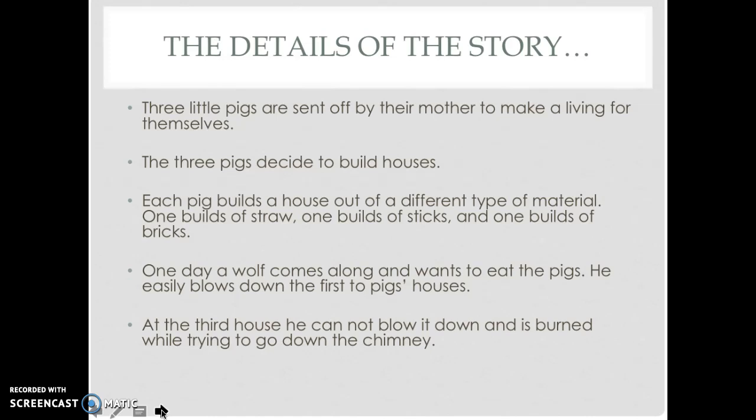So we know that three little pigs are sent off by their mother to make a living for themselves. The three pigs decided to build houses. That's detail number two. Each one built them out of different types of materials. So I've elaborated on that for detail number three. One day a wolf comes along and wants to eat the pigs. He easily blows down the first two pigs' houses, and that should be two. That's a misprint there. Sorry, guys.